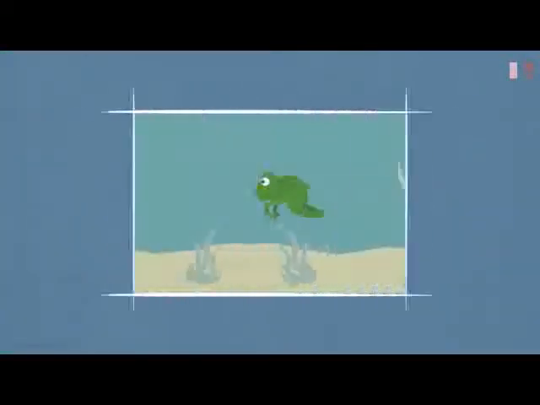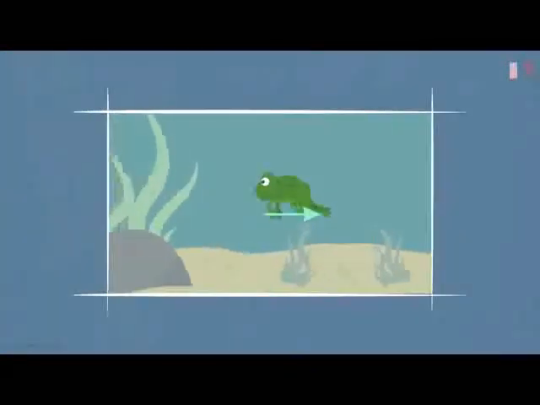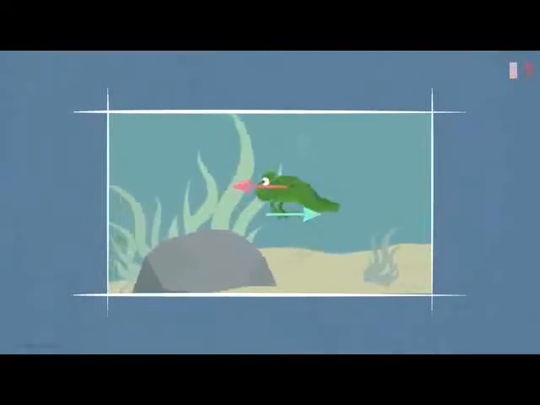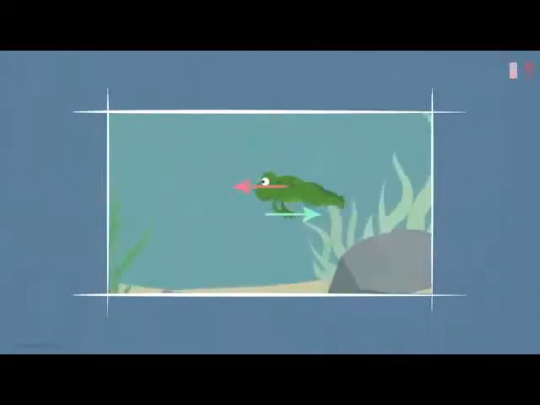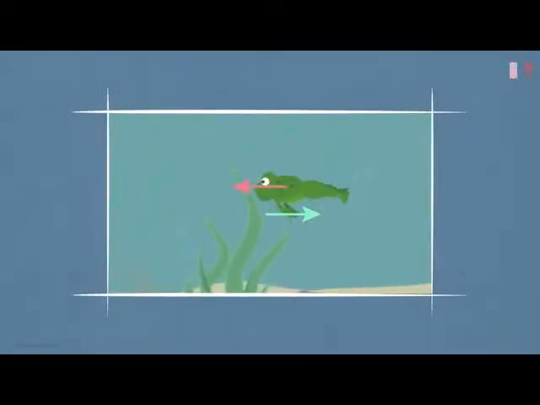Let's talk about more examples. While a frog is swimming, it pushes the water back and the water pushes its body forward. Now let me ask you a question. Say a bird is flying upwards. Will Newton's third law apply here?